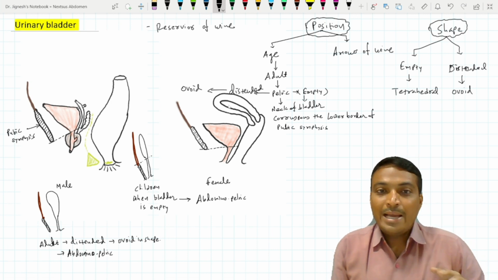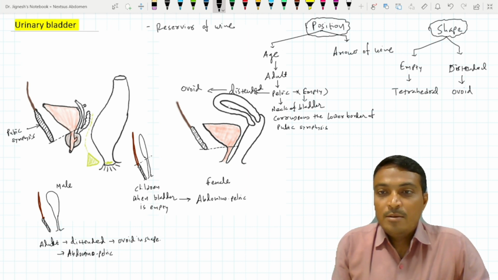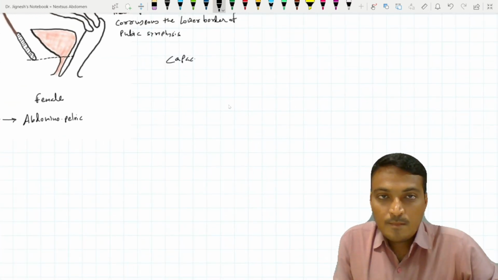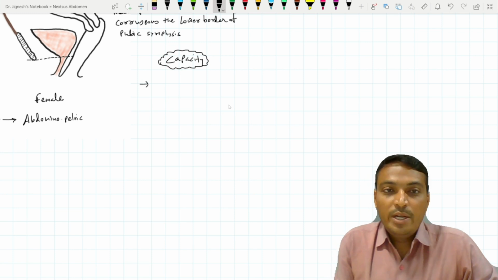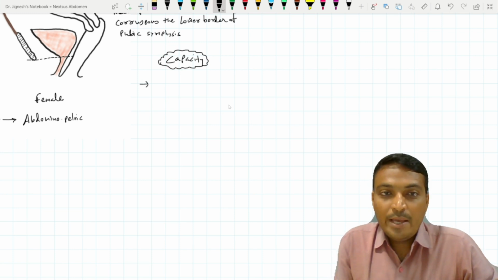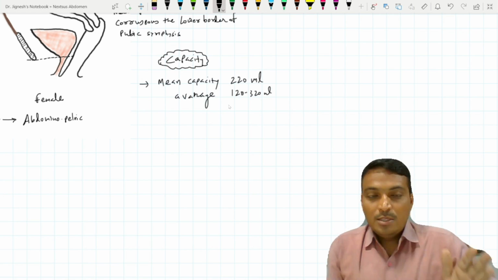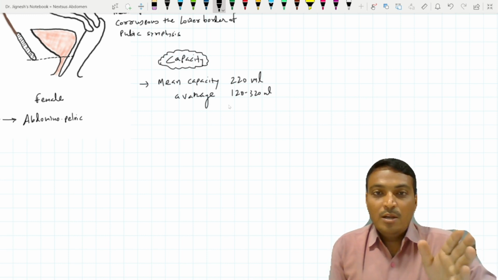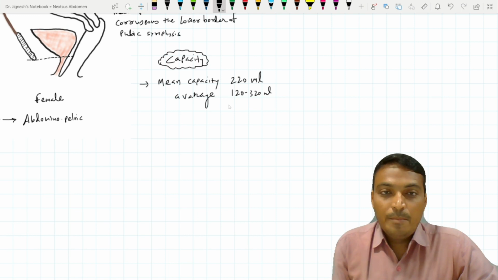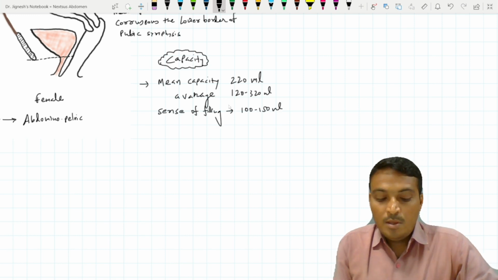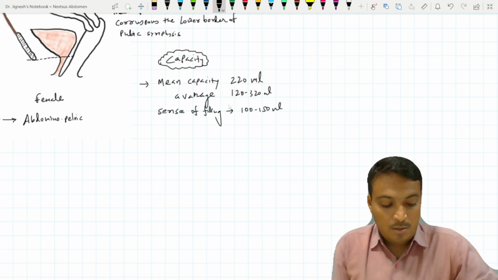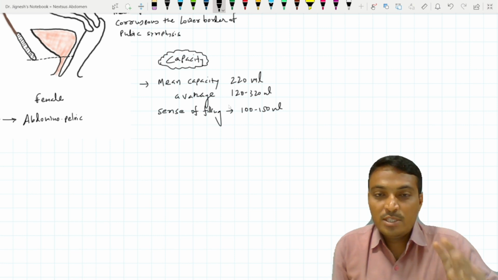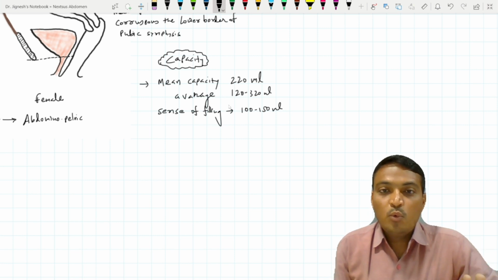Now let's see the capacity of the urinary bladder. The mean capacity of the urinary bladder is around 220 ml. The sense of the filling occurs when the bladder is full with the urine up to 100 to 150 ml. The first desire for micturition occurs at around 150 to 250 ml.